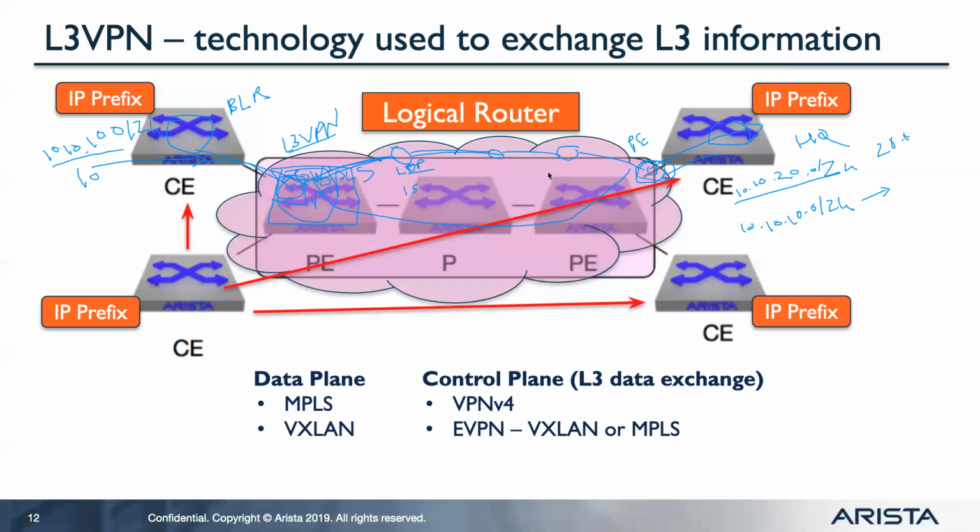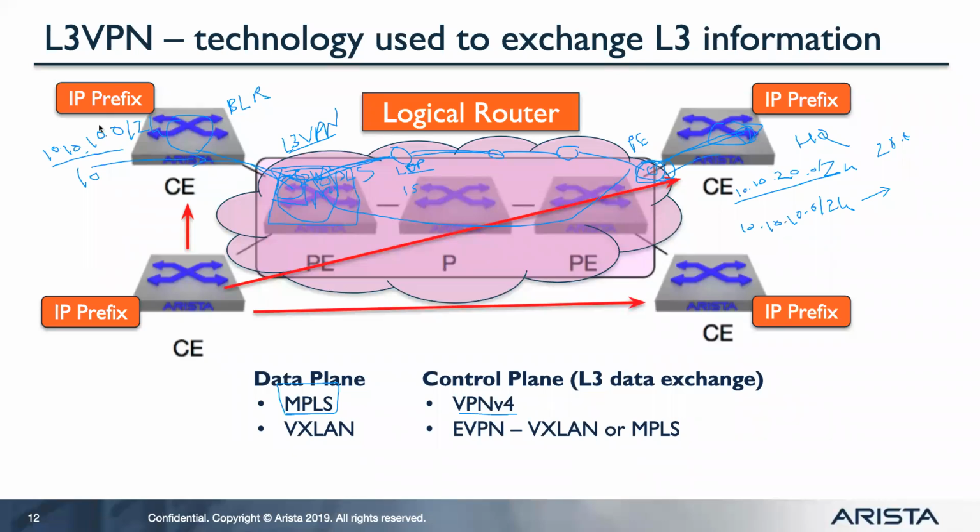They label switch the packet, and then through this label swap, it reaches this PE device. They remove the MPLS header and then forward that packet to this CE device. So that's where they use MPLS as a data plane, right? And the control plane is also whatever this route exchange information is, used by using VPNv4 or MPLS EVPN.